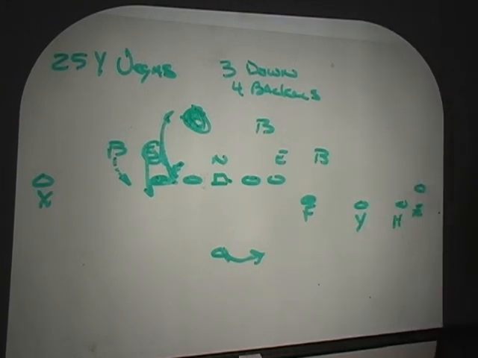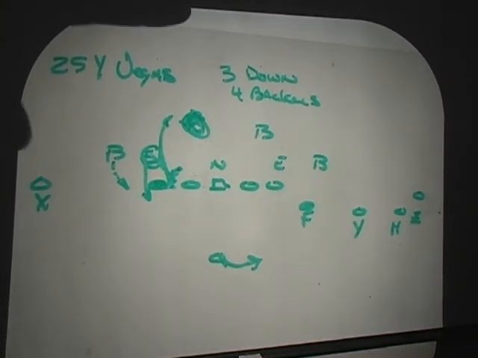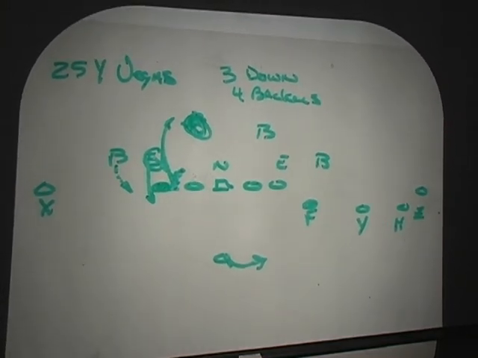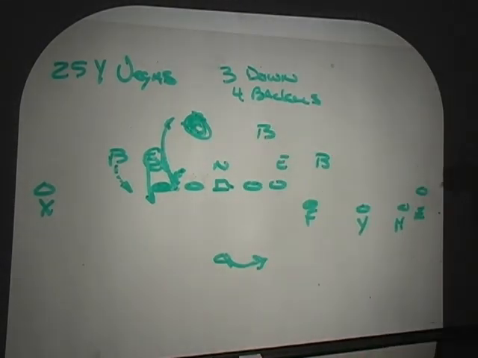All right, so that's what his rule means by collecting. He's going to collect the B-gap defender to level 2. That's what he's going to do. The play side guard is real simple.